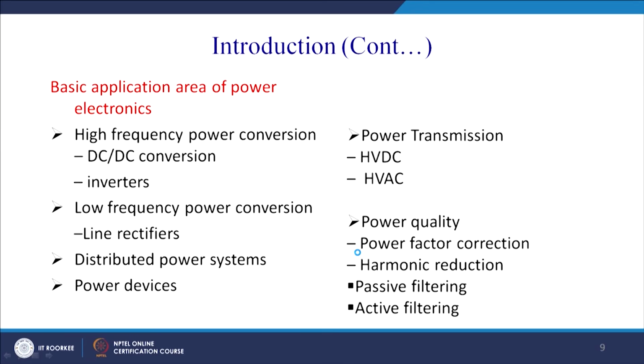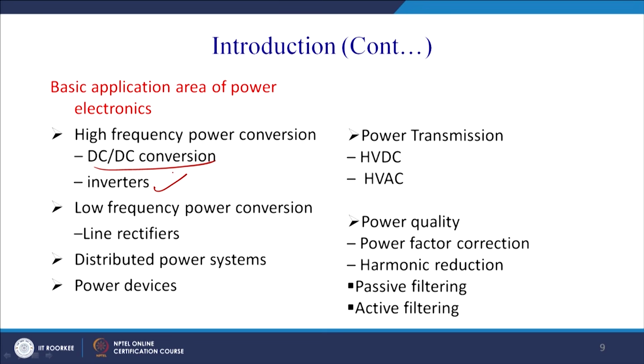Now, where does power electronics find its application? We already discussed it, let us put it into perspective. Why do I require power electronics? Because we do not have a DC transformer. For this reason, there is high frequency power conversion, DC to DC conversion. There is a transformer, but that is a high frequency transformer, so for this reason it will be quite compact. And there are inverters.